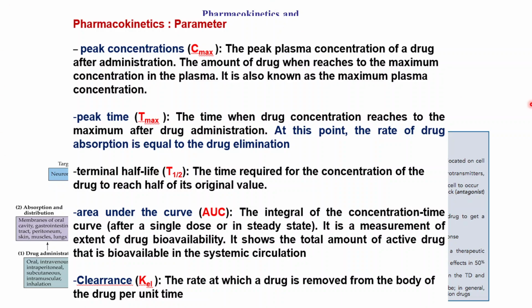Then we have the terminal half-life, the time required for the concentration of the drug to reach half of its original value. Area under the curve, or AUC, is the integral of the concentration-time curve after a single dose or at steady state. It is a measurement of the extent of drug bioavailability. It shows the total amount of the active drug that is bioavailable in the systemic circulation. Then we have the clearance, the rate at which the drug is removed from the body per unit time. This is known as the clearance. So these are the different parameters of pharmacokinetics, which are very important.